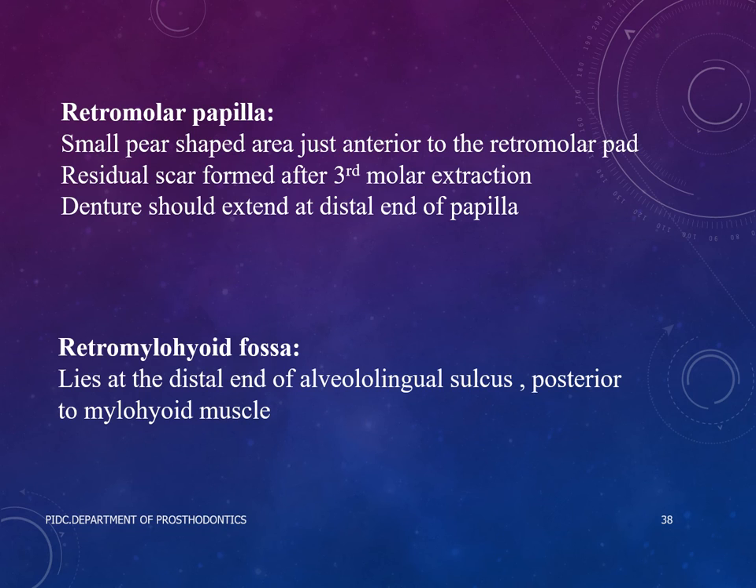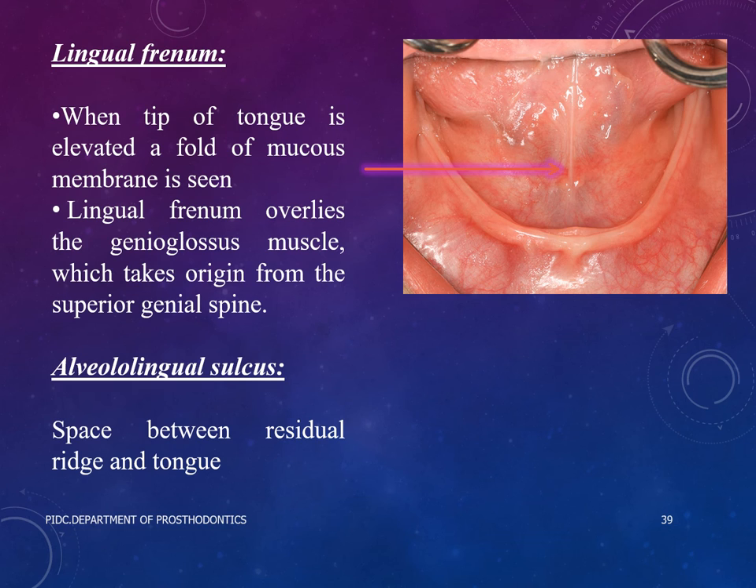So it will not cover the entire retromolar pad area, but it will just go to the distal end of the retromolar papillae that is covered. Okay, retromolar pad and retromolar papillae are two different entities. Next, coming to your retromylohyoid fossa, it lies in the distal end of the alveolar lingual sulcus and posterior to the mylohyoid muscle seen in the picture.